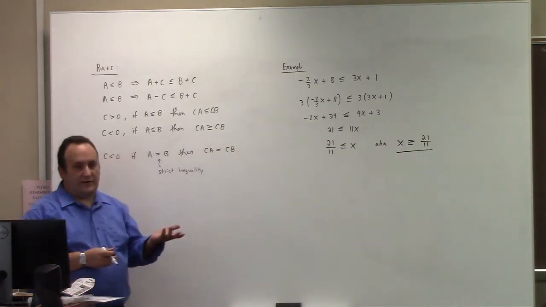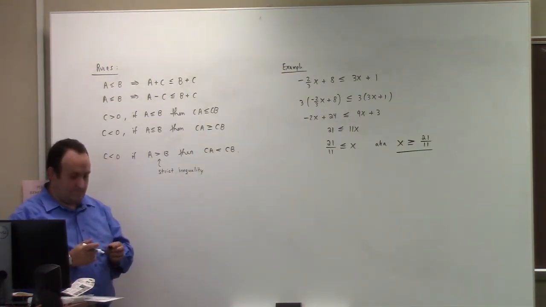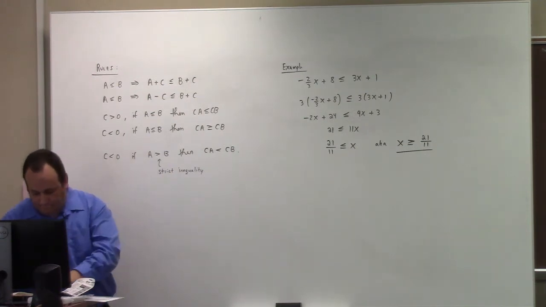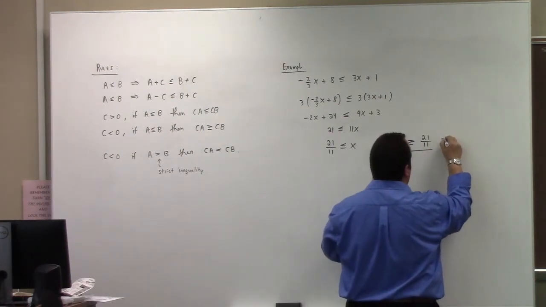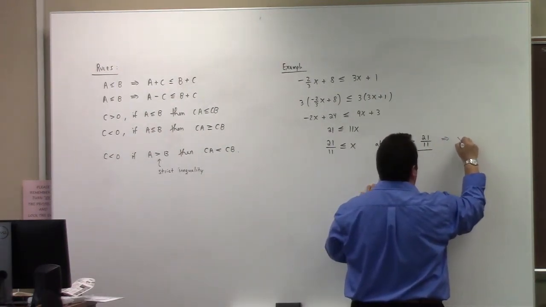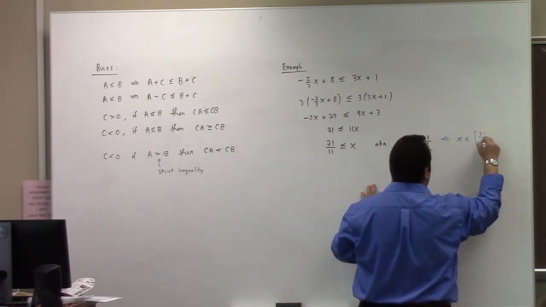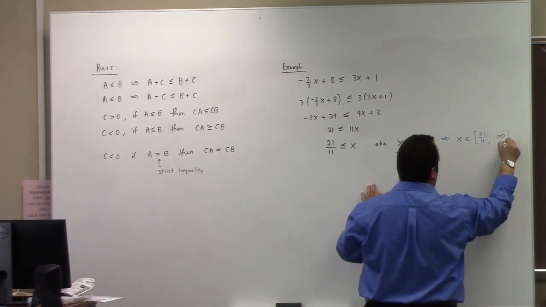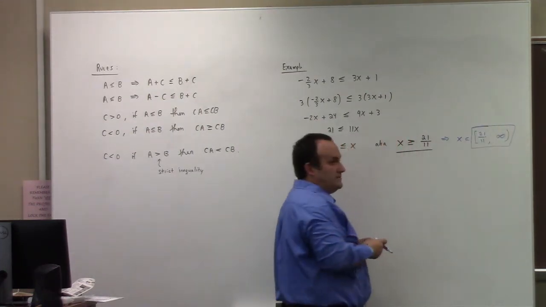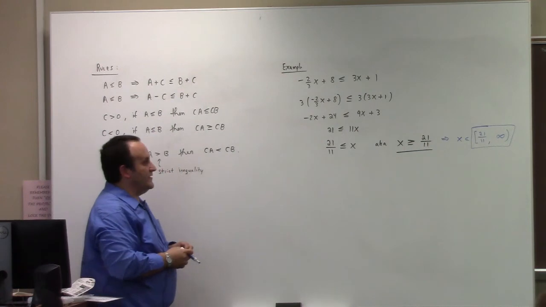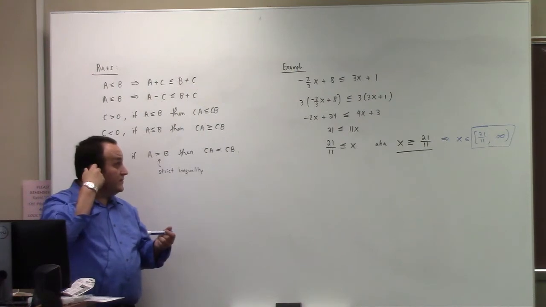So that's one possible way to write the solution, but I said let's write the solution in interval notation. What's the solution look like in interval notation? x is an element of what? We've got 21 over 11, and it can be as big as it wants, so to infinity. So this is the solution set to the inequality in interval notation: 21 over 11 to infinity. Okay? Now, that's great.